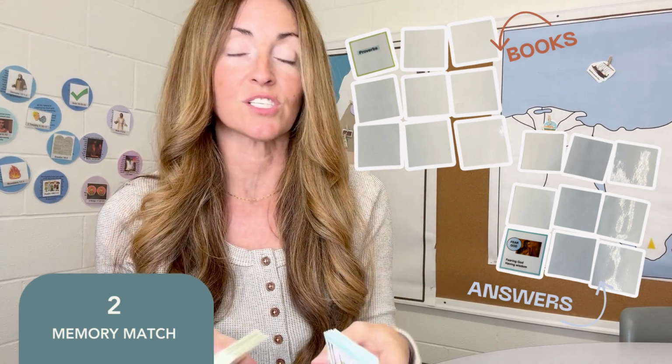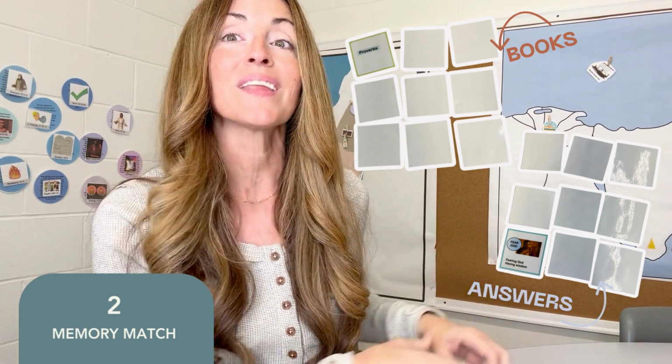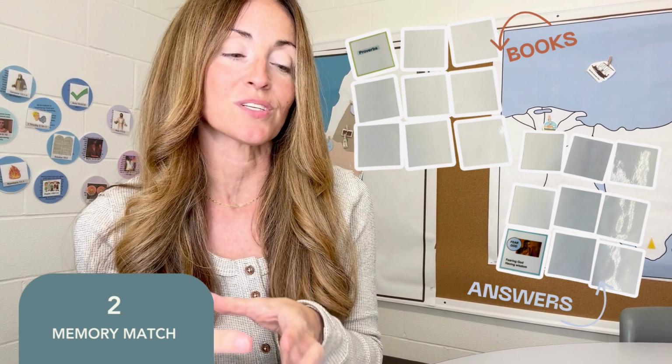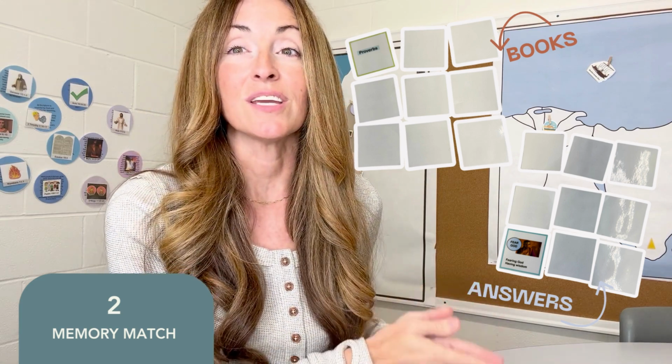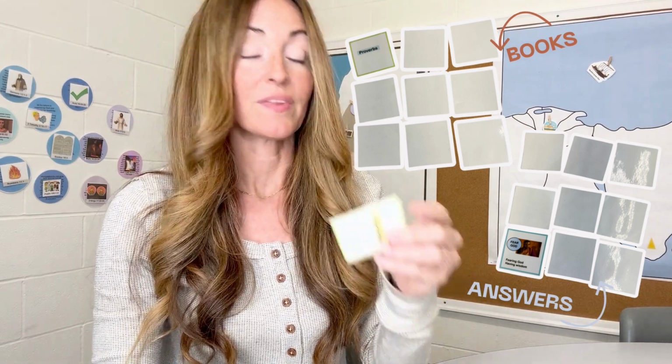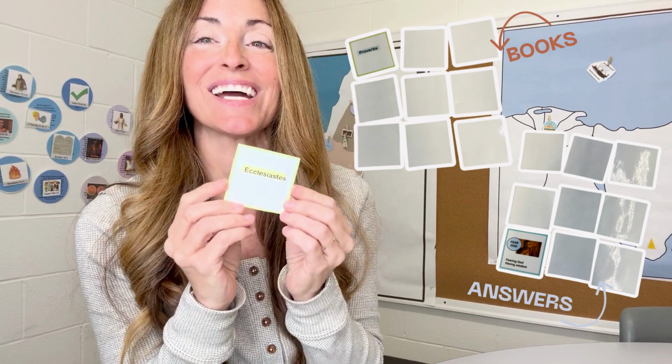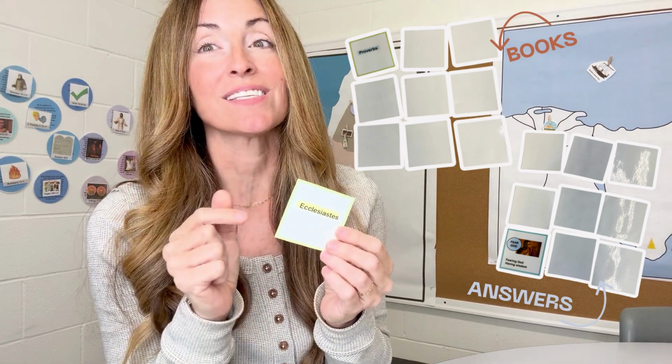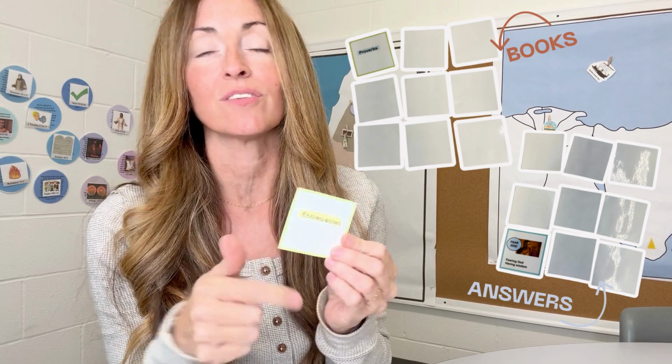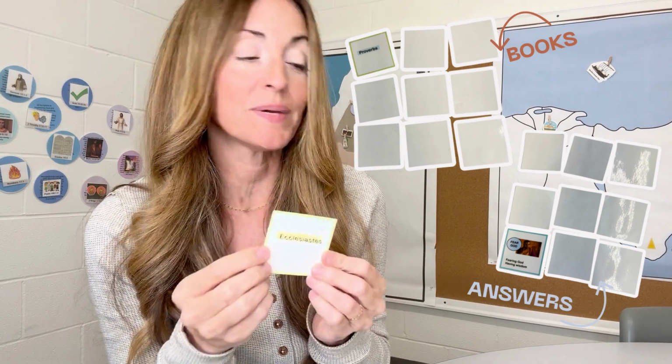The way this works is you set up 2 grids on the table. You'll have a grid of the books of the Bible and a grid of the answers of what those books of the Bible are about. And each student will take a turn, and they will turn over the book of the Bible first. In this case, I turned over Ecclesiastes. So I would ask the child, what is the book of Ecclesiastes about? Or they'll just tell me. They'll say searching for life's meaning.